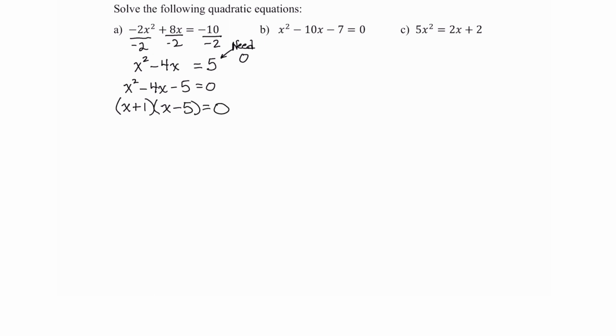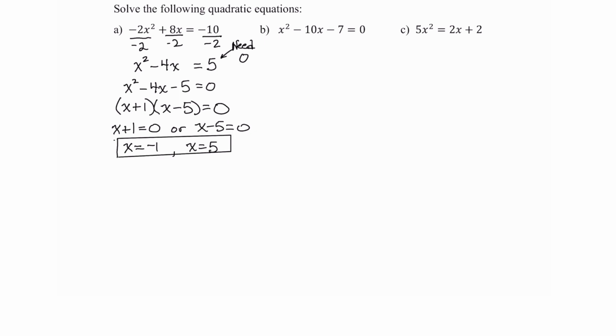And then because it's equal to 0, and the reason we needed a 0 on the right-hand side, if a multiplication of two quantities equals 0, one of the quantities has to be 0. So I have x plus 1 has to be 0, or the x minus 5 has to be 0. And we can solve for x. Subtract 1 from both sides, I get x equals negative 1, or add 5 to both sides, x is equal to 5. So there's the solution of that first quadratic equation.